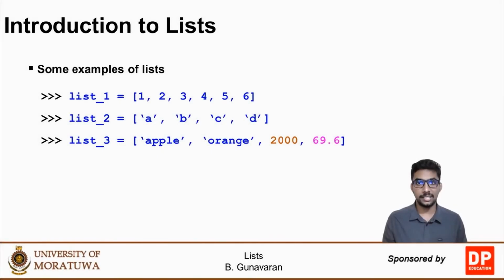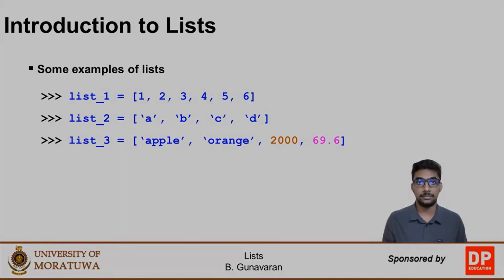To get a better understanding, let us look at a few examples. List 1 contains a collection of numbers. List 2 contains a collection of strings. List 3, on the other hand, contains strings, an integer, and a floating point number, which are all different data types.